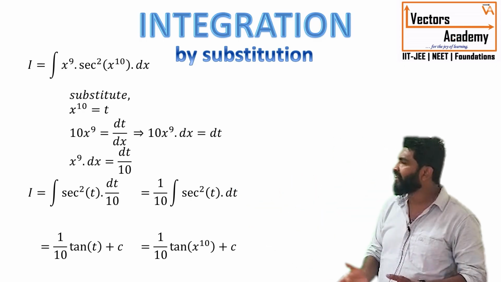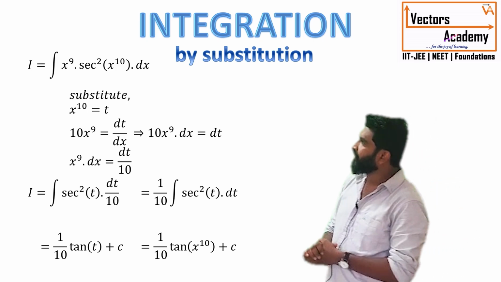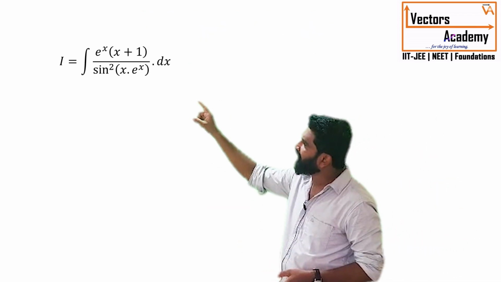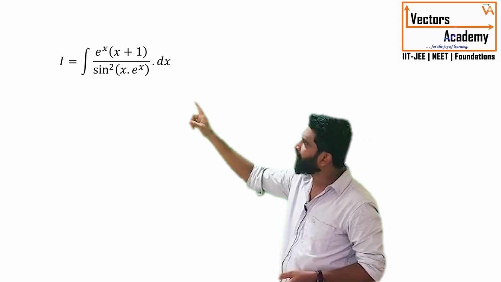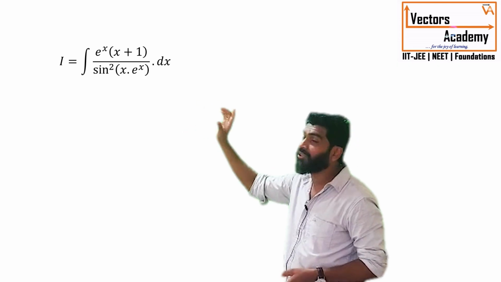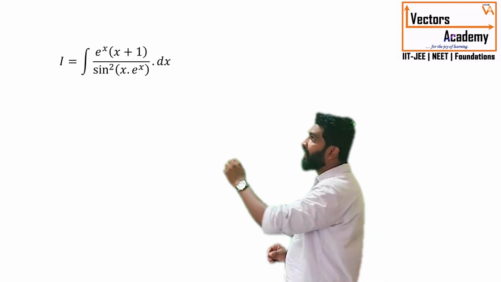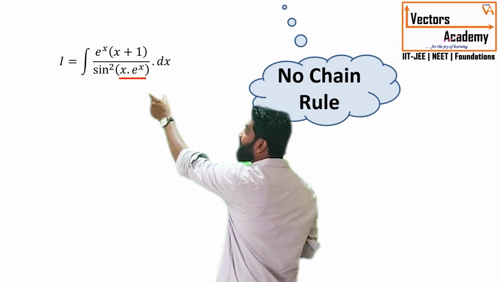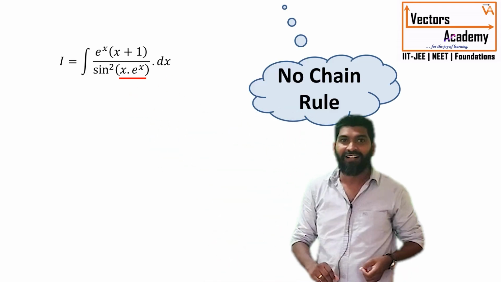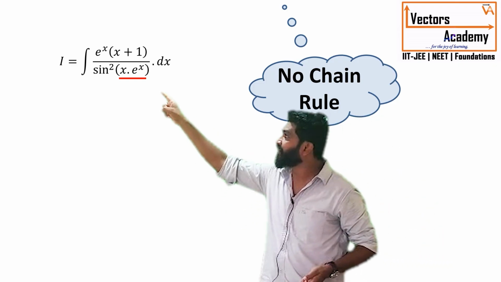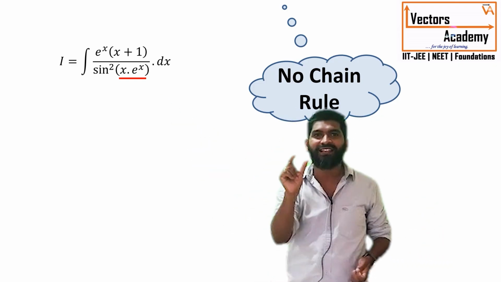Now let's have a look at another question. Now look at this question. We have e raised to x into x plus 1 upon sine square x into e raised to x. Now where do you see a composite function here? We have x into e raised to x inside sine square theta, right? So this is a composite function. We need to substitute this value as a single variable.